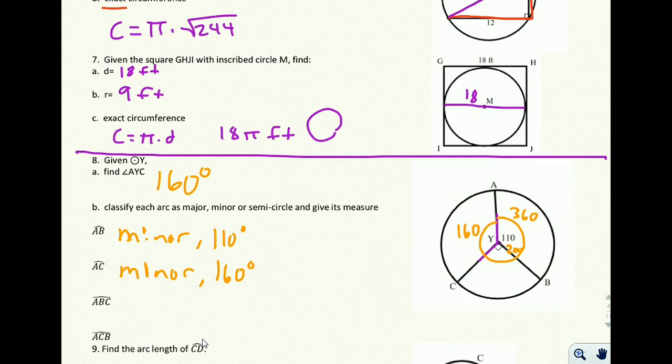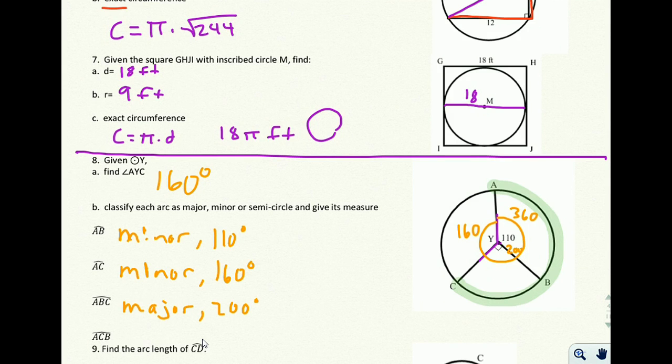Next we have arc ABC. So we go to A to B and then keep going all the way to C. That arc, as you can see, is longer than 180, more than a half circle. And if you add up the 90 and 110, as we did earlier, we get 200 degrees. So that is a major arc, and that is 200 degrees total.